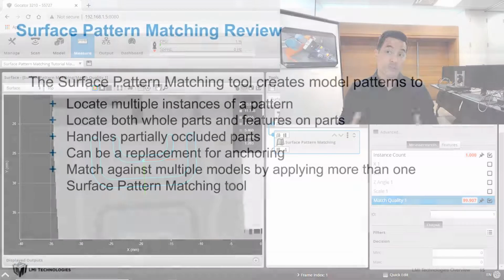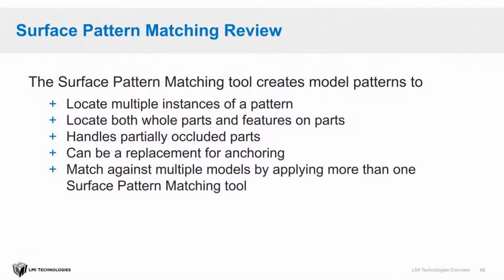So in review, the surface pattern matching tool creates model patterns to locate multiple instances of a pattern. You can locate both whole parts and features on parts. This can handle partially occluded parts. You can use this as a replacement for anchoring and also match against multiple models by applying more than one surface pattern matching tool. As you can see, you can add as many as you like.